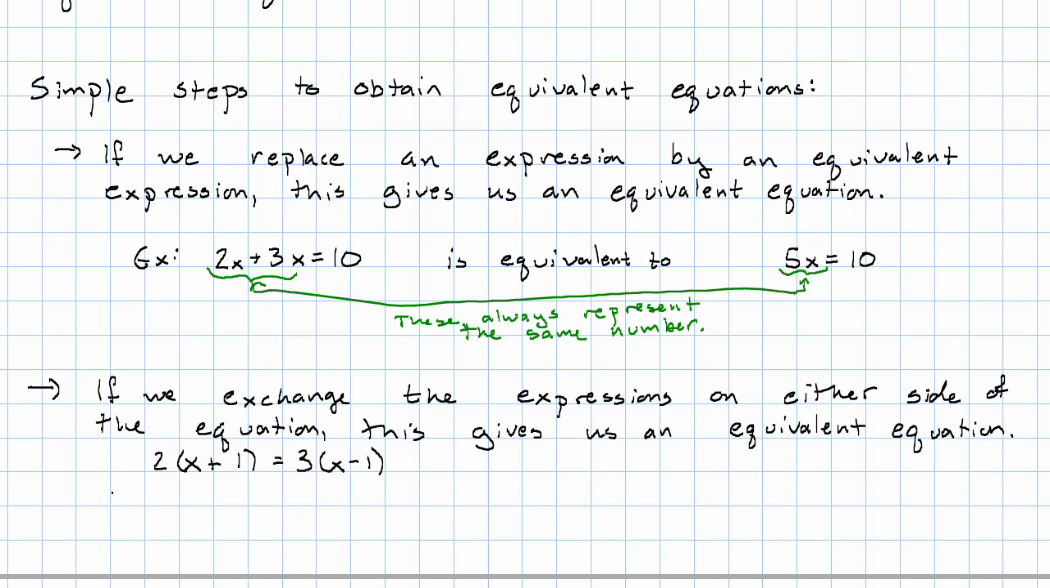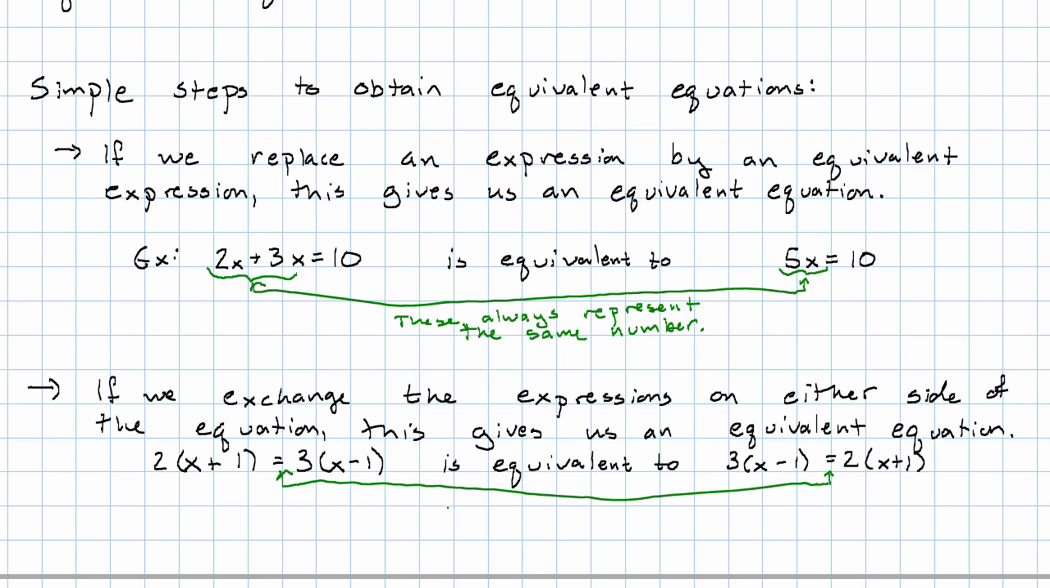So, the equation 2 times (x plus 1) equals 3 times (x minus 1) is equivalent to the same equation, stated in the opposite order: 3 times (x minus 1) equals 2 times (x plus 1). Why? Because these are simply stating exactly the same fact. If the first number is equal to the second, then the second number is also equal to the first.